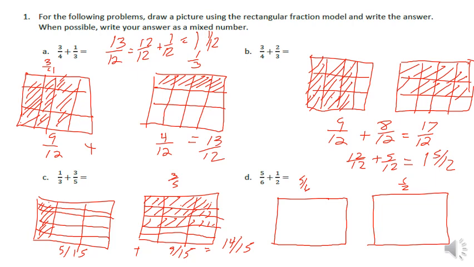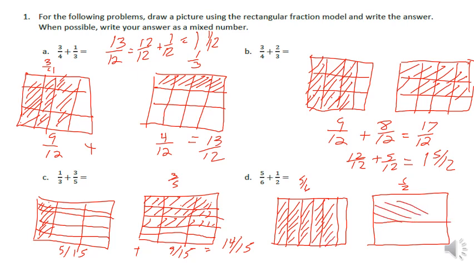All right, we're going to draw our last model here. And we have 5/6 and 1/2. Going to split this into 6, which I like to split into thirds, then split into 6. And we're doing 5 out of 6. There's 1, 2, 3, 4, 5. The other one we have 1/2, so I'm going to split it this way and go half. Now we're going to take our half and combine that with our 6.